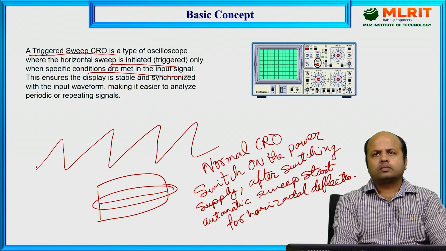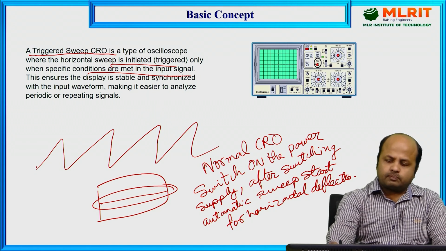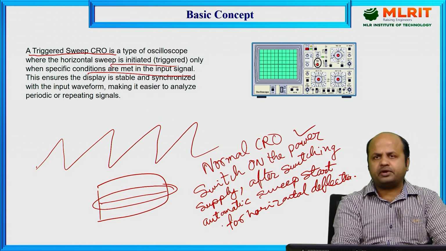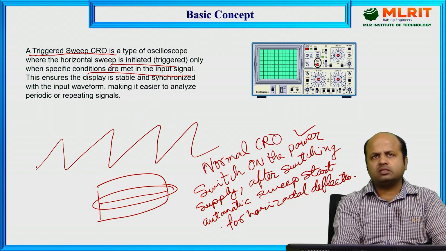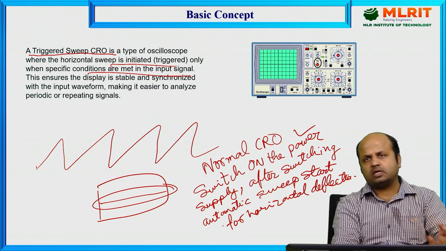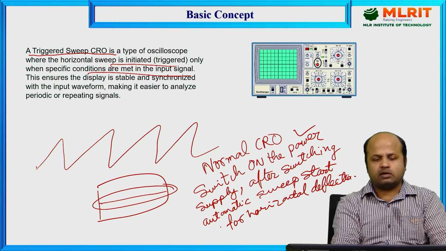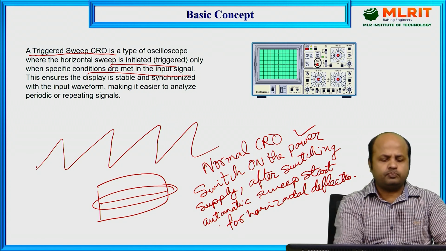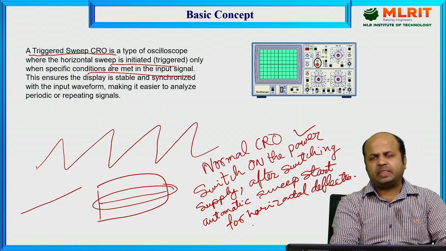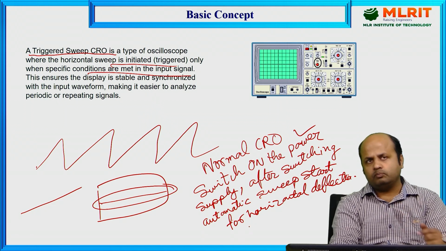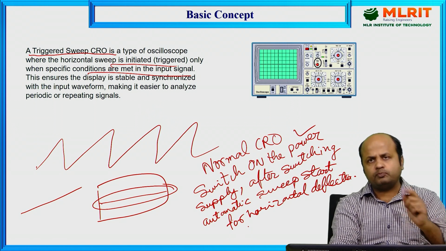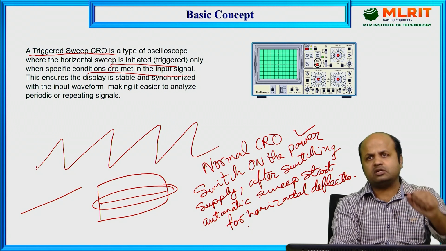So in a normal CRO, once again I am repeating: once you switch on the power supply, the horizontal sweep will start automatically without meeting any signal condition. That is a normal CRO. But in a Triggered Sweep CRO, unless and until we give some condition, the horizontal sweep will not start. That is the meaning of Triggered Sweep CRO. It means we have to give the trigger or certain condition, then only the sweep will start, and that CRO is called a Triggered Sweep CRO.